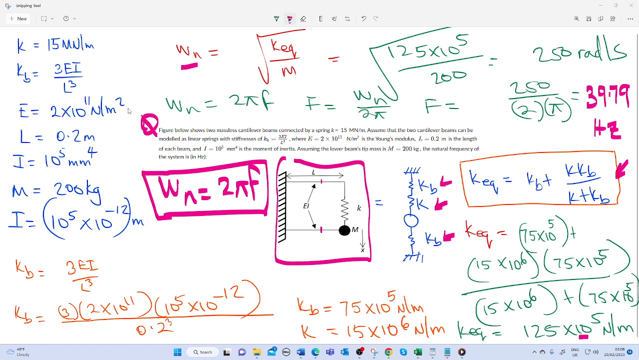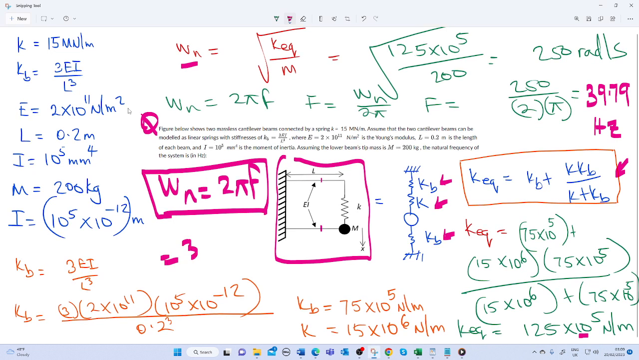So our Wn equals 2 pi f. By dividing 250 by 2 pi, we have 39.79 Hertz. So our calculated natural frequency for the whole system equals 39.8 Hertz. Thank you very much for staying tuned.